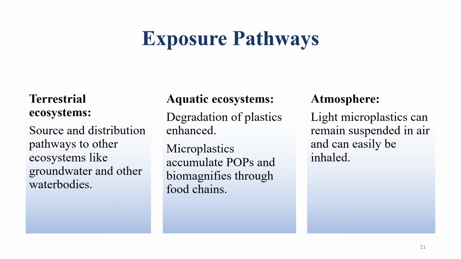Microplastics can reach us through various pathways. The terrestrial or land-based ecosystem is often the source and the distribution pathway to other ecosystems like groundwater and other water bodies. The leaching of chemicals from microplastics as well as the accumulation of persistent organic pollutants can occur inside soils. In aquatic ecosystems, the degradation of plastics is enhanced. Here, the microplastics can accumulate the persistent organic pollutants and biomagnify throughout the food chains. It can reach us through seafood, sea salt, tap water, and bottled water.